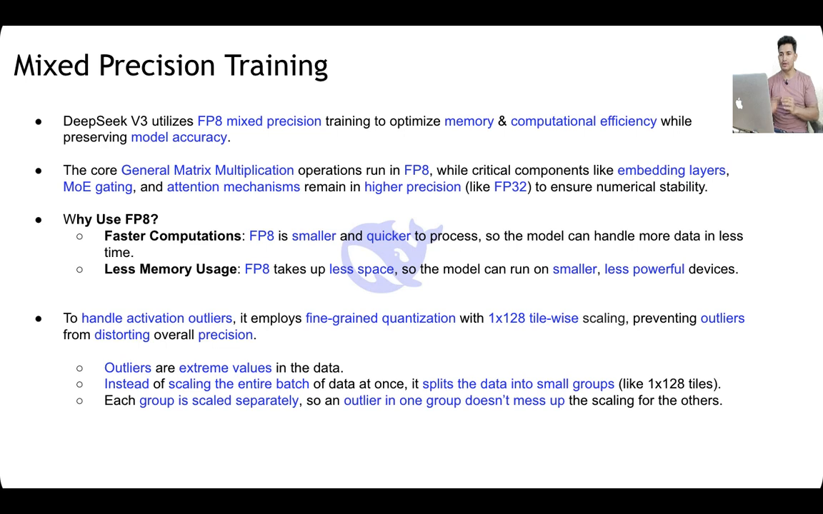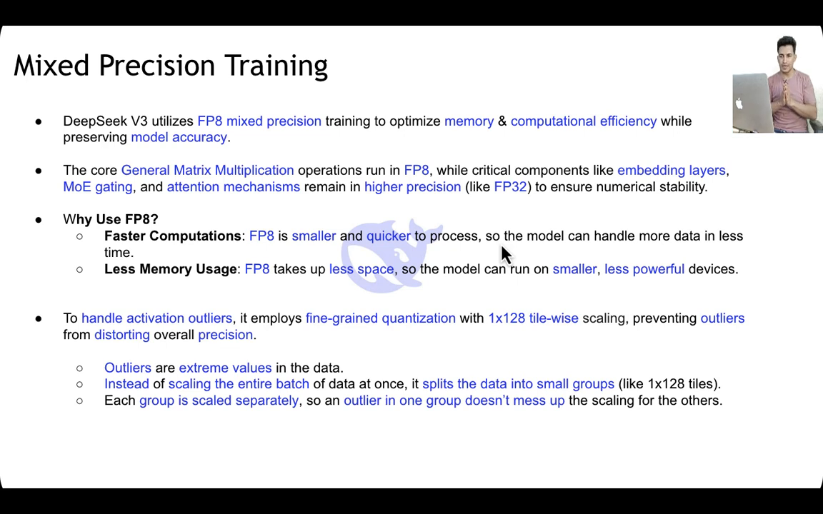The next improvisation they did was mixed precision training. We know what mixed precision training is: some part of the model is trained in high precision, some part in lower precision. They utilized FP8 mixed precision training to optimize memory and computational efficiency. The core general matrix multiplication happened in FP8, which means just 8 bits, like an integer, and they were able to do all the matrix multiplication with it, while critical components like embedding layers, mixture of expert gating, and the attention mechanism were calculated in higher precision, which is 32 bit.